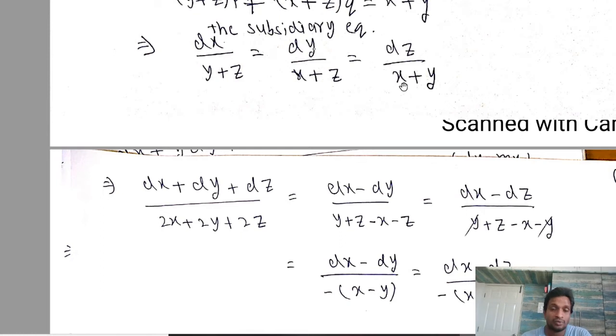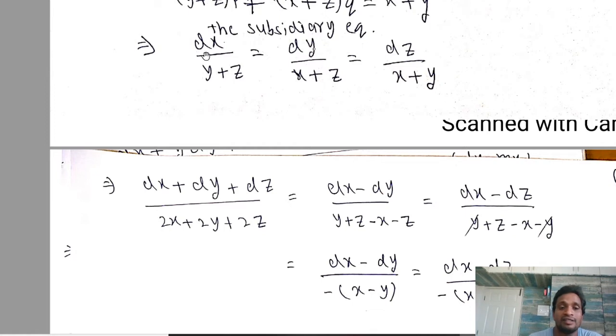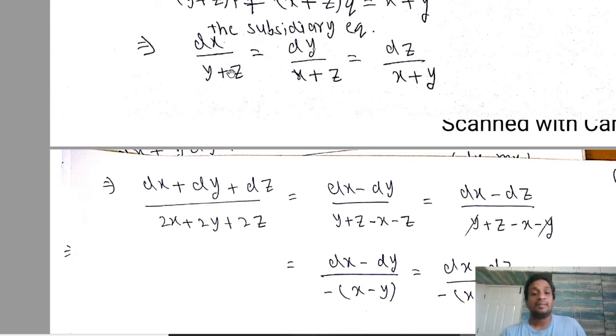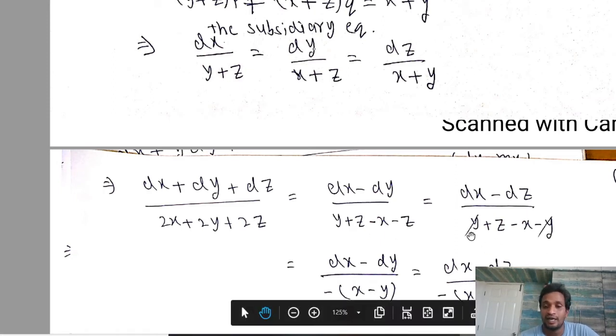So how to solve this type of equation? Now what I am doing, I am adding all these denominators, that is dx plus dy plus dz, over y plus z plus x plus z plus x plus y. It becomes 2x plus 2y plus 2z. And I am taking the subtraction of these two terms, that is dx by y plus z minus dy by x plus z, and the subtraction of the first and last one, dx minus dz over y plus z minus x minus y. So here the z term gets cancelled, the y term gets cancelled.